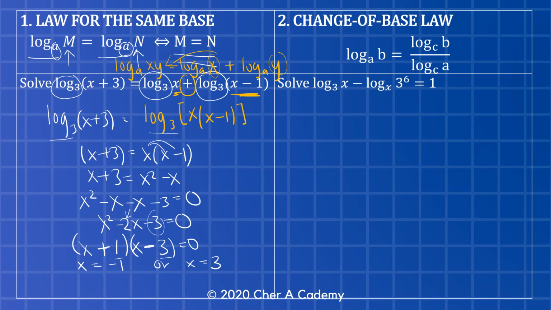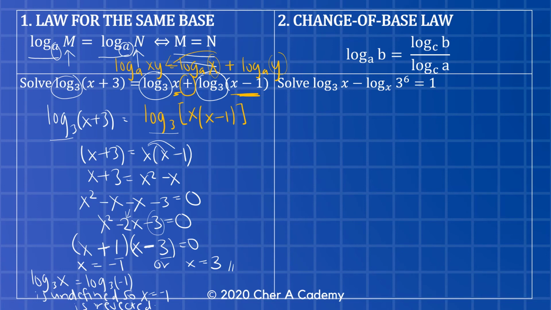So I need to see if I need to reject any answer, which happens to be x equals negative 1. Why? Because if I put x equals negative 1 into here, my log base 3 of x will be log base 3 of negative 1, which is undefined, because I cannot take the log of a negative number. So I have to reject negative 1. Okay, I'm running out of space here, bear with me. So my final answer will be x equals 3.